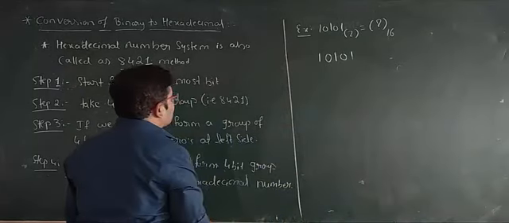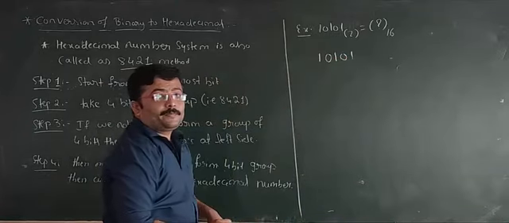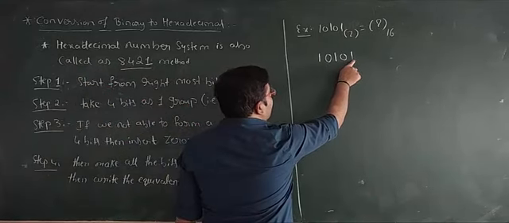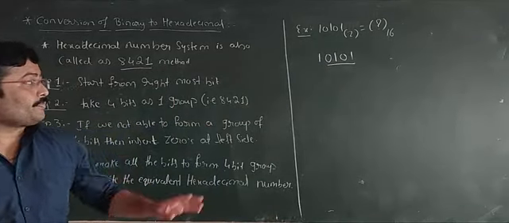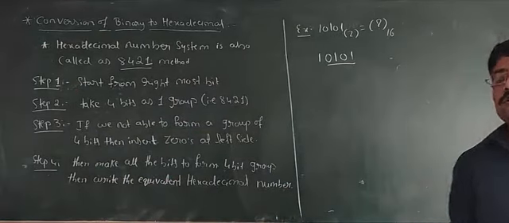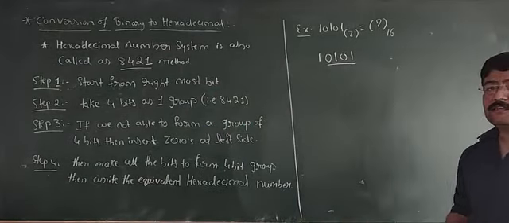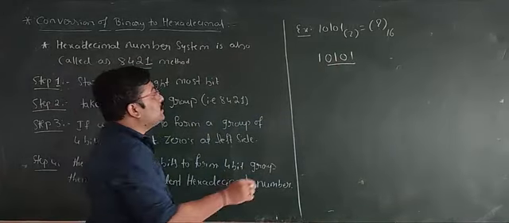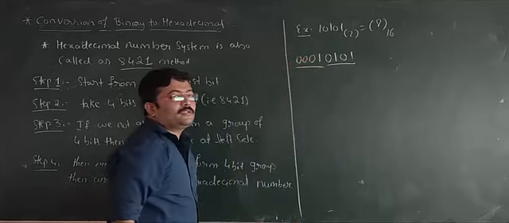So start from the rightmost bit. I am starting from here. The next step is to take 4 bits as one group. So from the rightmost bit, 1, 2, 3, 4, this is my first group. Here only one value remains. So if we are not able to form a group of 4 bits, insert zeros at the left side. Here there is only one value, so insert 3 zeros at the left side. So this is one more group.